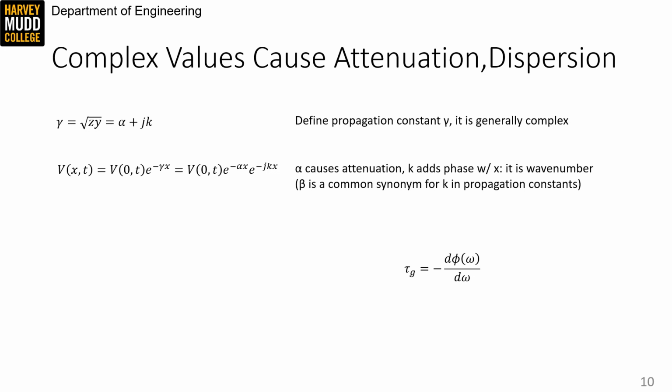I need to add a few naming convention notes about the propagation coefficient. First, sometimes the symbol beta is used for the imaginary part of the propagation coefficient instead of k. Second, sometimes alpha is expressed as the tangent of an angle called the loss angle.